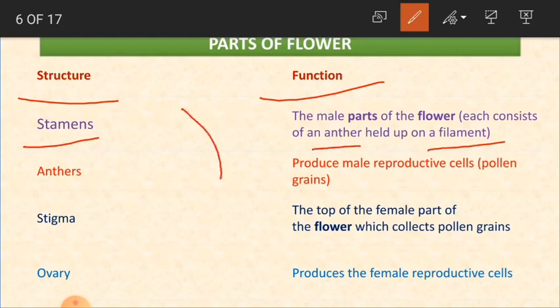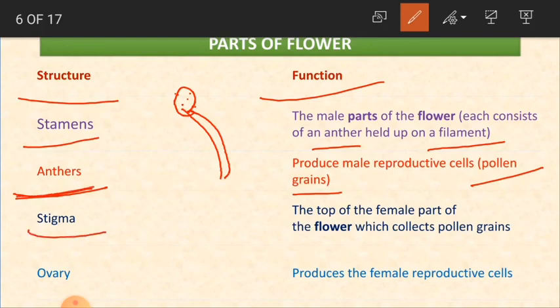Filament is a small stem type of part, and this anther is, as you have seen in the diagram, yellow in color, and it produces male reproductive cells, which have pollen grains. So it is yellow in color and has some dots on this part. Those are called pollen grains. Okay. So those are called anthers.